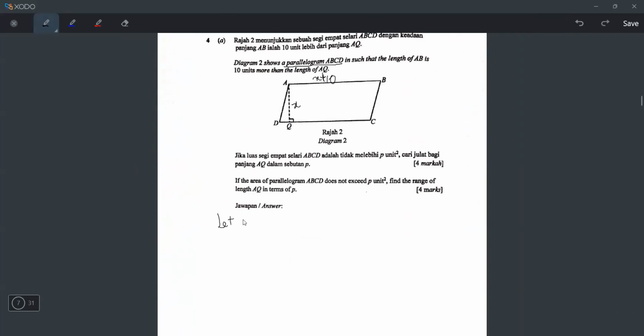So first I'll write down let AQ length. Sorry, very ugly handwriting. Okay, AQ length is equal to x centimeters, and the AB length is x plus 10 cm, right? Okay, now they say what? If the area of parallelogram does not exceed P, find the range of AQ in terms of P.